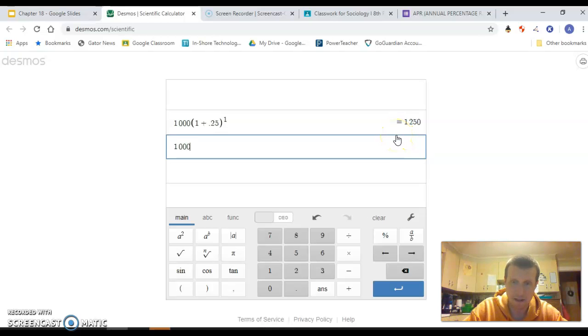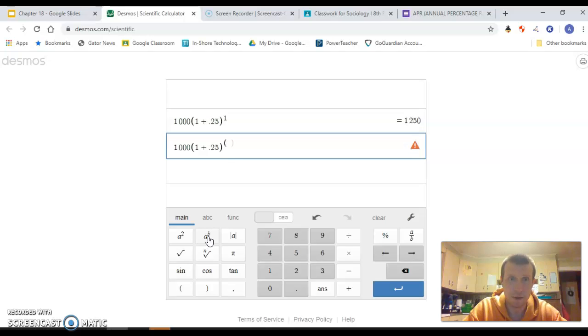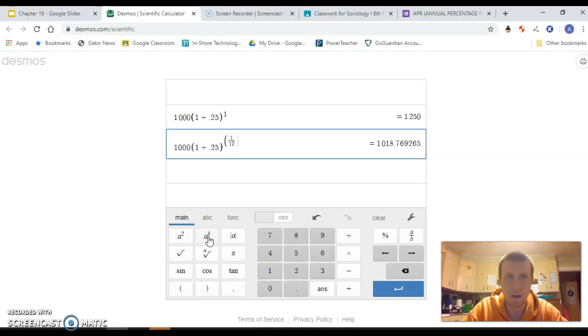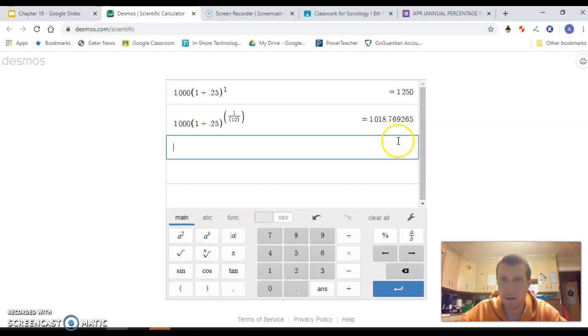I'm going to solve that in a slightly different way. Let's say I put 1 plus 0.25 for 25%. Let's say I want to find out what Chase owes at the end of just 1 month. I'll put that exponent there again. I'll put this in parentheses, 1/12, close parentheses. And at the end of a month, Chase owes his mother $1,018.77. So it would have added $18.77 in interest at the end of a month. So that's pretty much it.